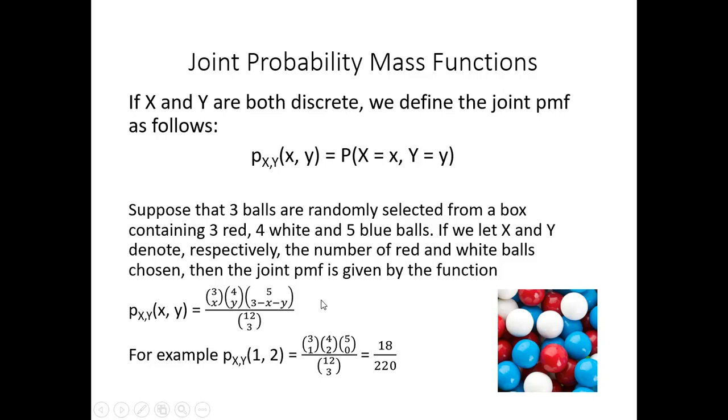So if I have specific values for x and y, for example 1 and 2, we could calculate the probability. P of 1, 2 is equal to 3 choose 1, that's 3, 4 choose 2, that's 6, 5 choose 0, that's 1, so 3 times 6, 18, and 12 choose 3 is 220. And you can see now the function does all the work for us in terms of getting the probability. We get 18 over 220.